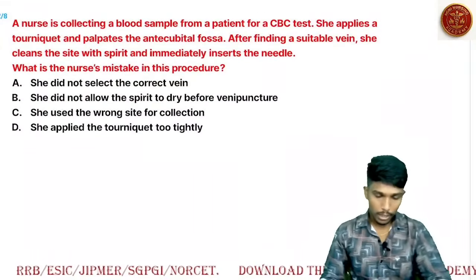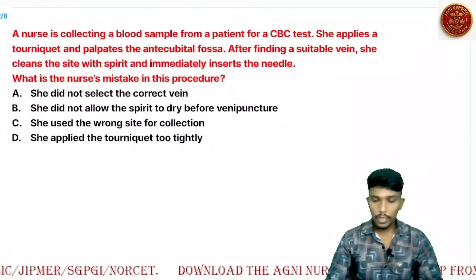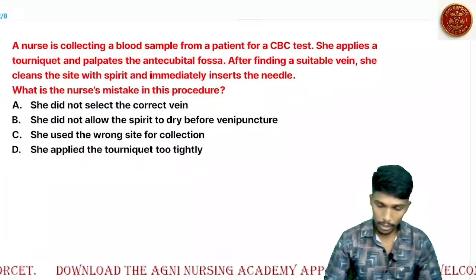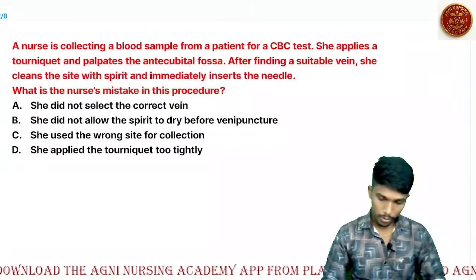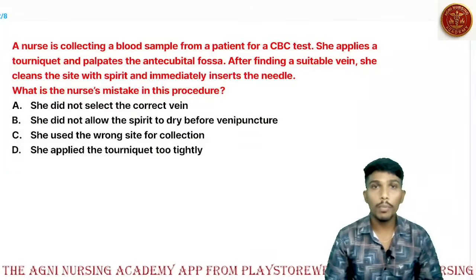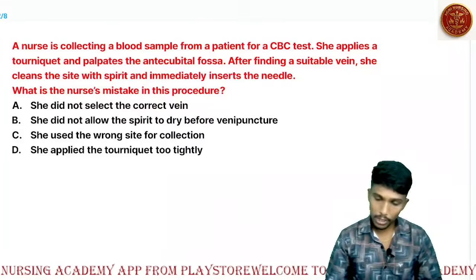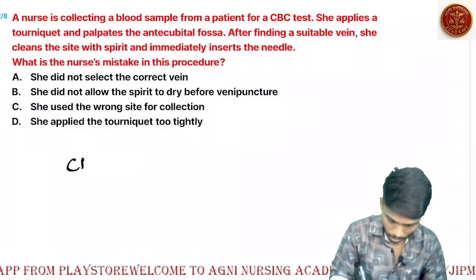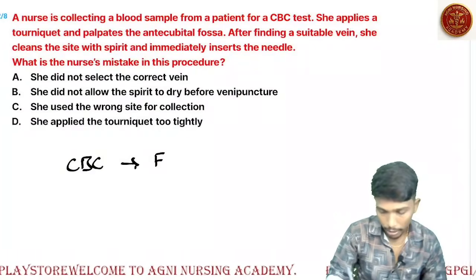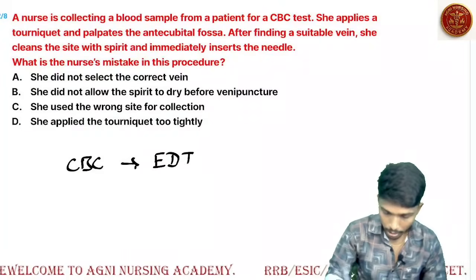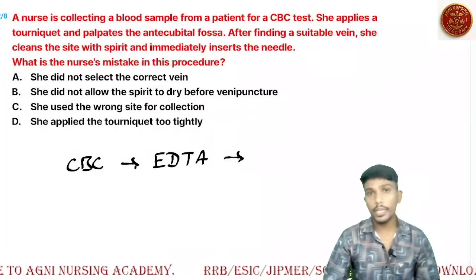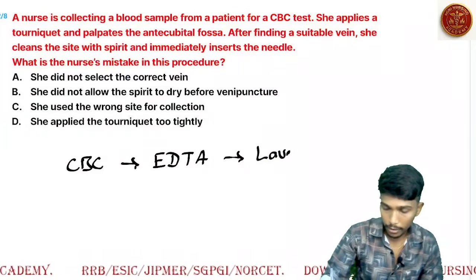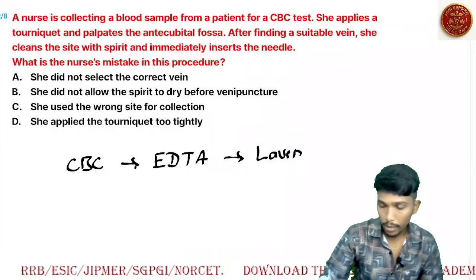So in this question, they have given one scenario, and they are asking the mistake of the nurse in the procedure. Let us discuss it point by point. A nurse is collecting a blood sample for the CBC test. For CBC we will use the EDTA vial. The EDTA container contains the agent EDTA, and the color code for the EDTA tube is lavender.